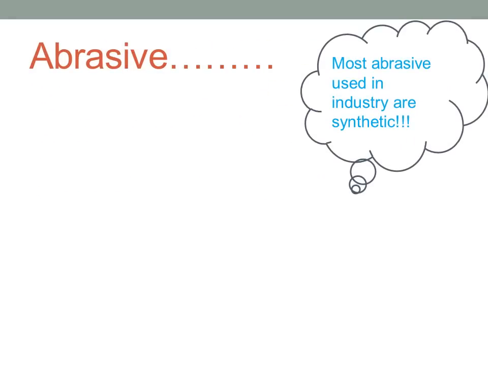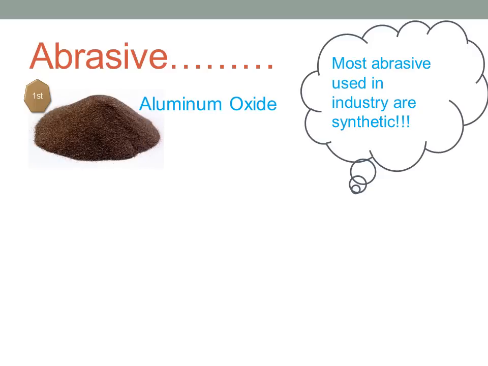When we say abrasive, the most abrasives used in industry are synthetic. The first on the list is aluminum oxide. Aluminum oxide is used in 3/4 of all grinding operations and is primarily used for grinding ferrous metals. This is aluminum oxide. And next, silicon carbide. Silicon carbide is used for grinding softer, non-ferrous metals and low-density materials, such as cemented carbide or ceramics.